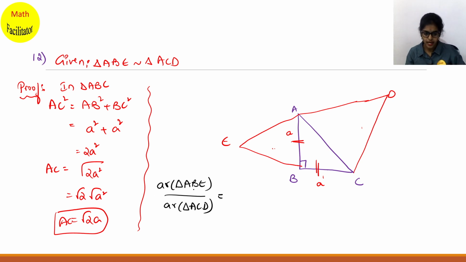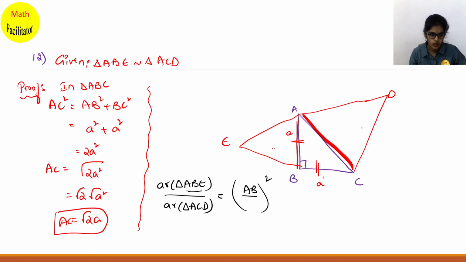So what is AB? We know that the ratio of areas of similar triangles is equal to the ratio of the squares of the sides. So what are the sides here? In triangle ABE, I am taking this side AB, which is nothing but a units, and in triangle ACD, I am taking this side AC, because I have the value of AC, isn't it?